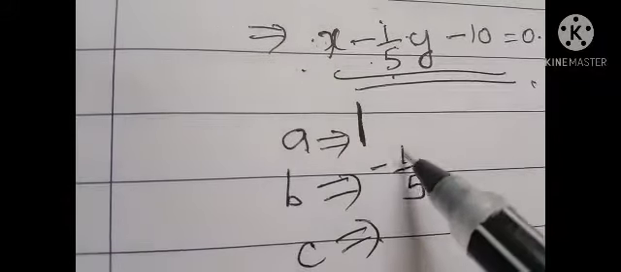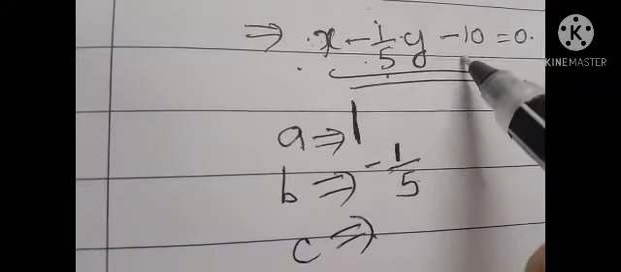Negative 1 by 5. Take the sign also, negative. Then c is the constant term, that is negative 10. The sign also we have to take. So a is 1, b is negative 1 by 5 and c is negative 10.